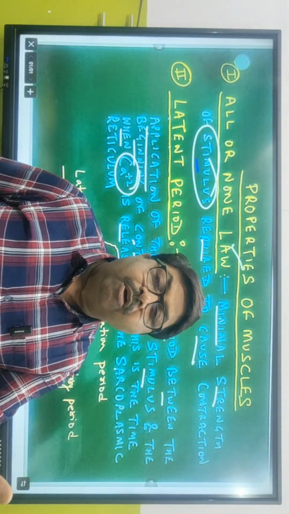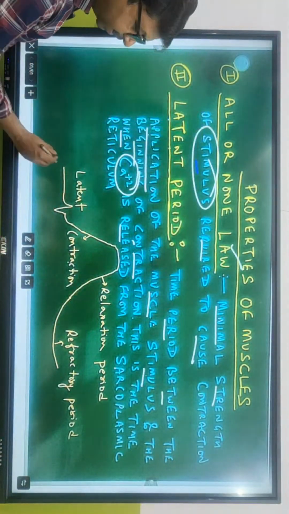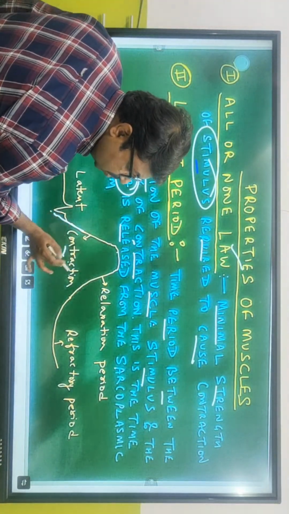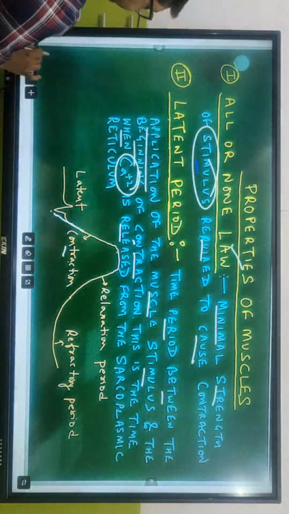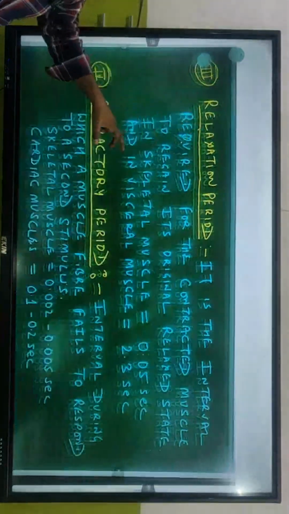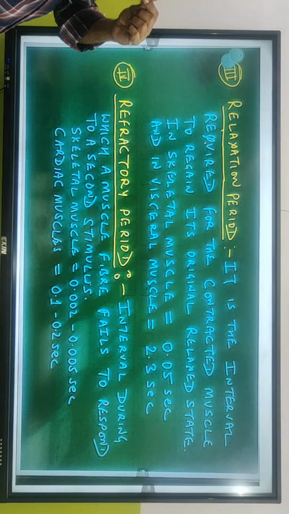This is a property of all muscles. Property of all muscles. So look at the latent period: here the jerk was given, after that this much of a peak will come, after that contraction will happen. Fine. So that is very important. Latent period is a time gap that is needed for the calcium ion to come out of the sarcoplasmic reticulum.